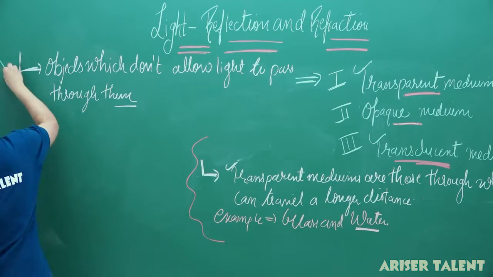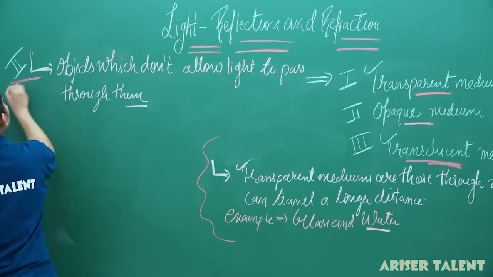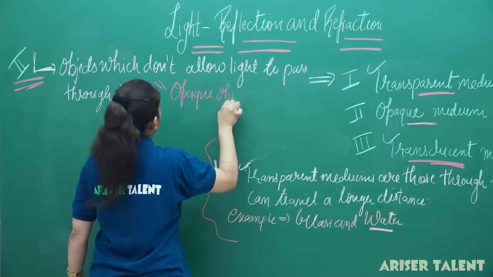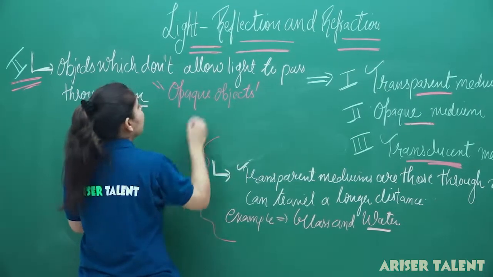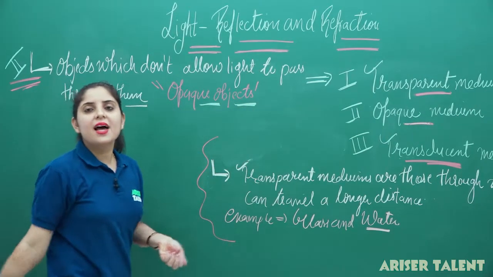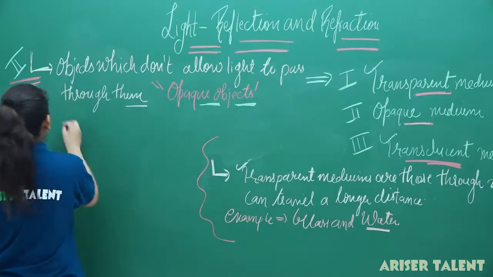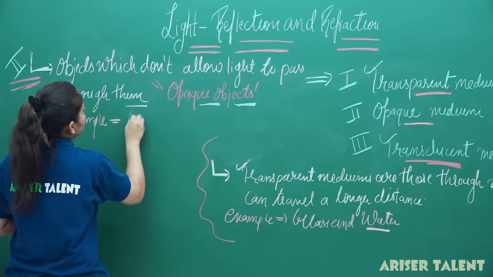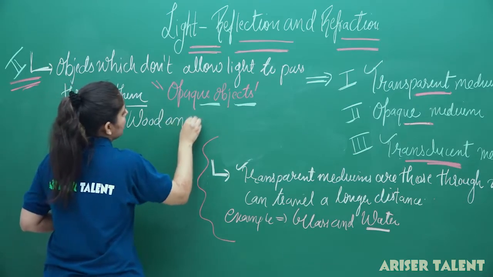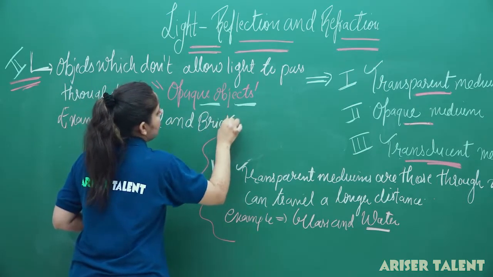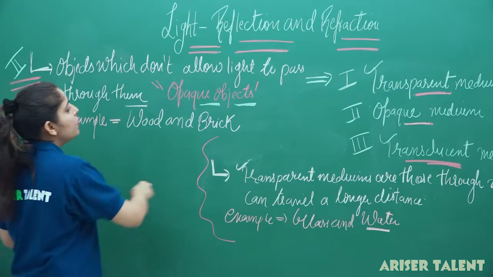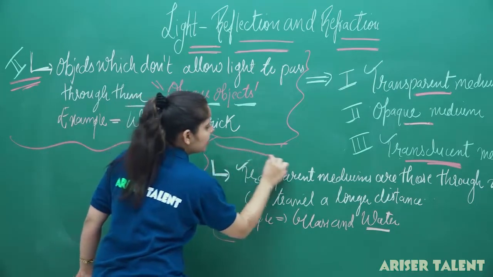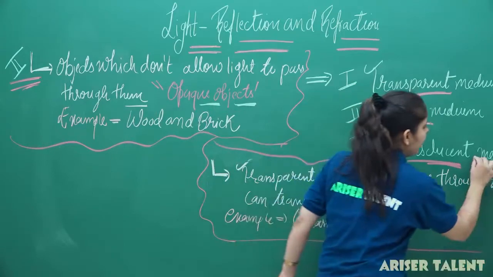This type of object is our second category, and these objects are known as opaque objects. The examples of opaque objects are wood and brick. So the second category is about opaque objects, and the first category is our transparent objects.